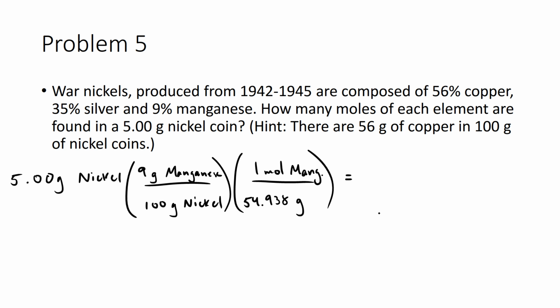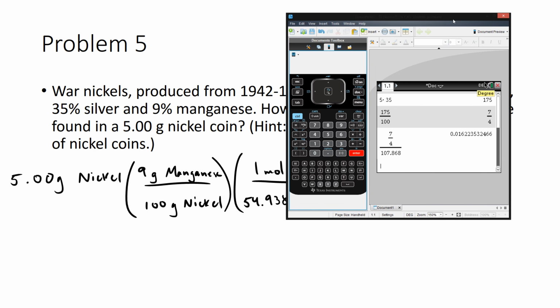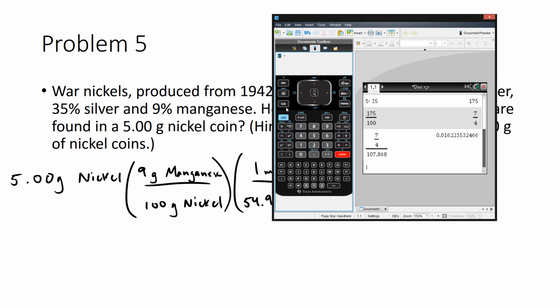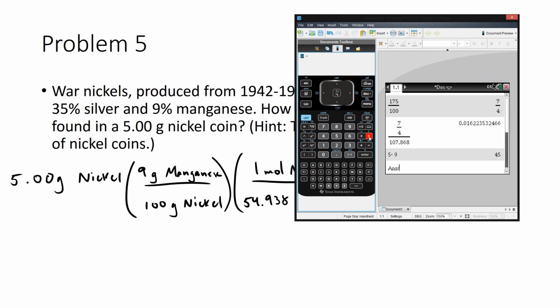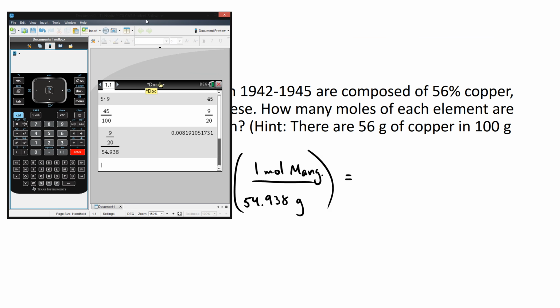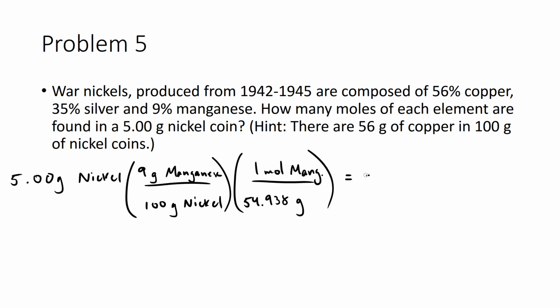And so if we go ahead and do this calculation, we should get the moles of manganese. We have 5 times 9 times 1 divided by 100 divided by 54.938. We get 0.00819. It's going to say we have 0.008 moles of manganese.